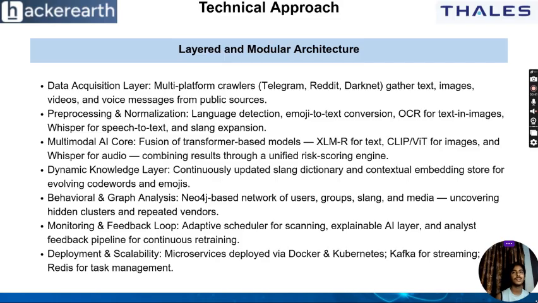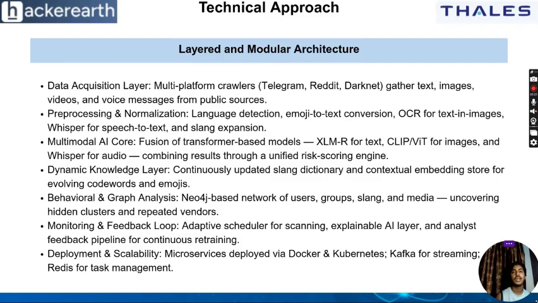Its model combines multiple transformer models like XLM-R for multilingual text intent detection, OpenCLIP or ViT for image understanding, and Whisper for speech. A fusion transformer merges these modalities, specifically embeddings, into a single risk score, enabling the model to interpret mixed media posts seamlessly. A continuously updating slang and emoji dictionary powered by co-occurrence analysis and semantic similarity ensures the system remains current with evolving code words used by illicit sellers.